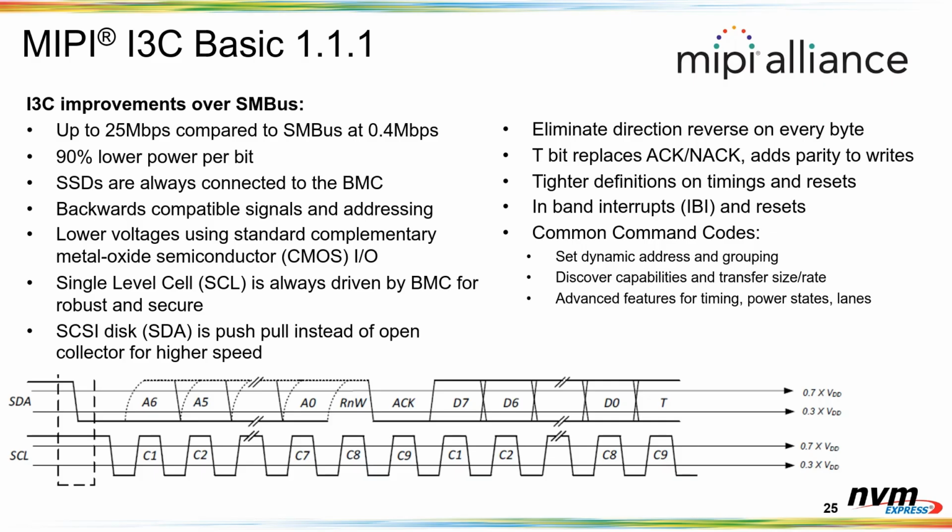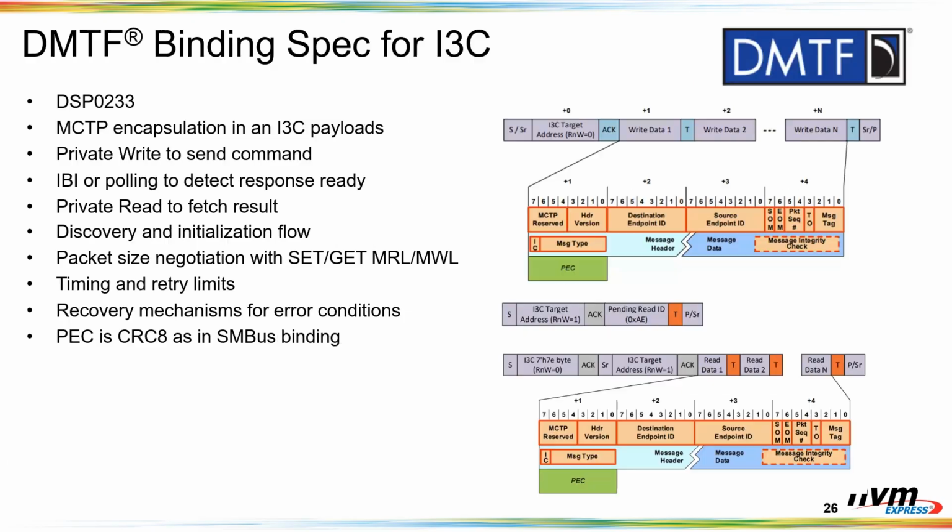And then the final thing on I3C is that it has a bunch of command codes. Tasks that everybody has to do, like setting up addresses or grouping a bunch of addresses, or discovering what was plugged in, what its capabilities are, how fast you can talk to it, how big a data packet you can send it, those kinds of things are all going to be common commands. Before we had to do those things at the MCTP level, now they're moving down into the physical layer.